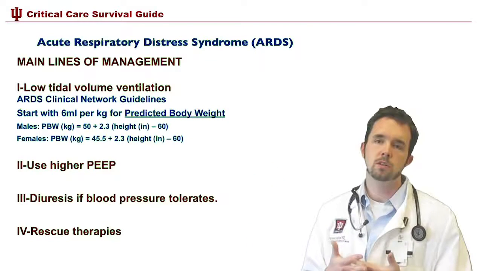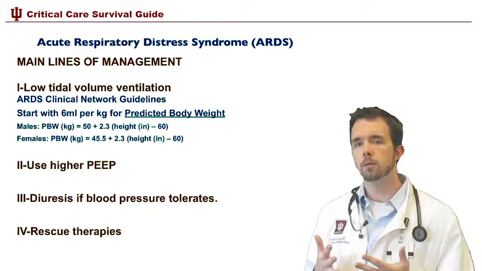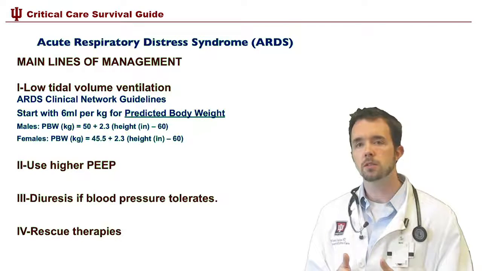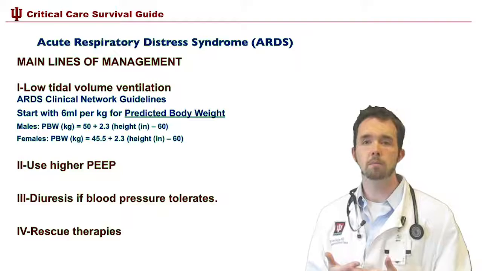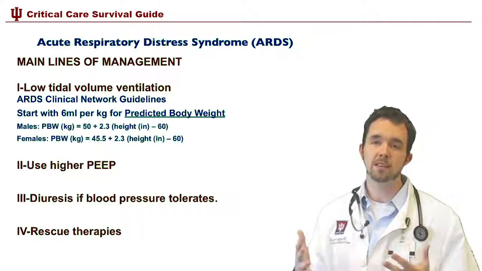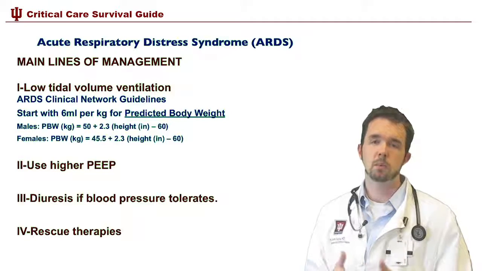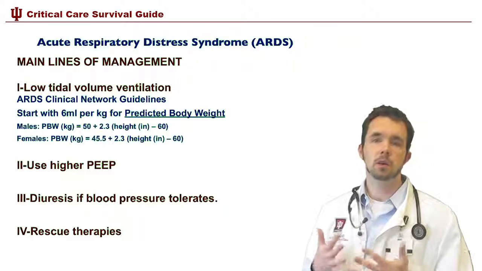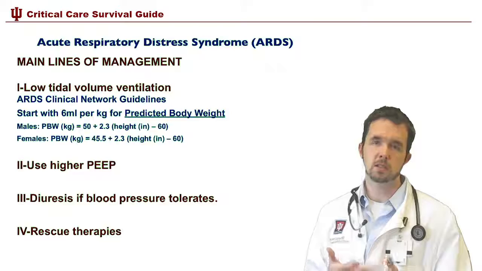They include starting ventilation at low tidal volumes, that being 6 milliliters per kilogram predicted body weight. The way we ventilate patients with ARDS is based on their height, not on their weight. It's important to recognize that we're not going to be setting the tidal volumes based on the patient's weight, but rather we'll need to know their height.